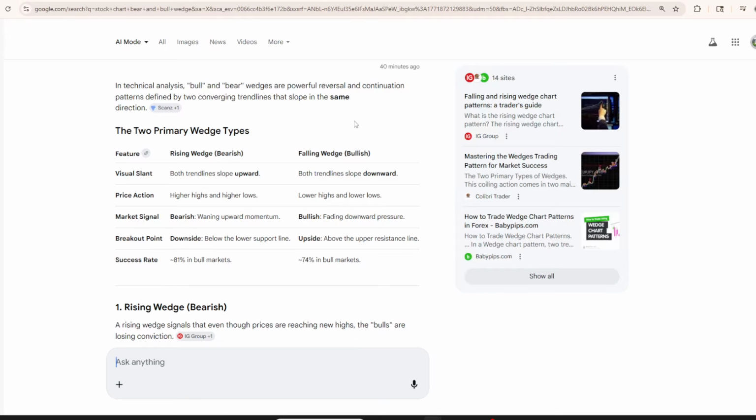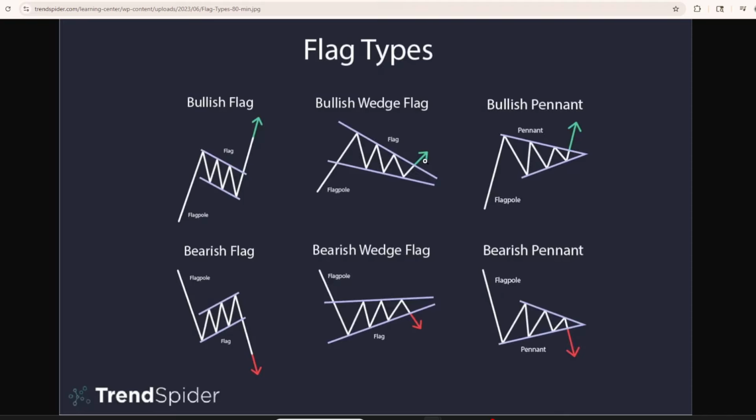For today's lesson, we're going to talk about wedges, bullish and bearish wedges, or rising and falling wedges. So here's just a quick AI overview. And there's some differences here. It talks about the trend lines, how they slope. So let's look at some images.